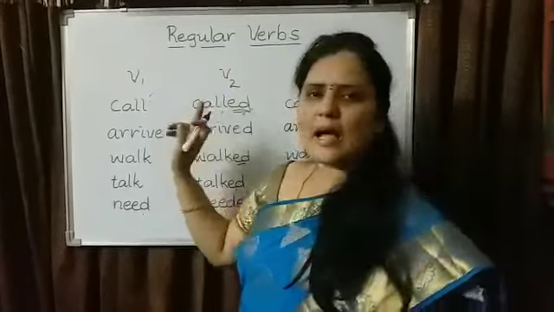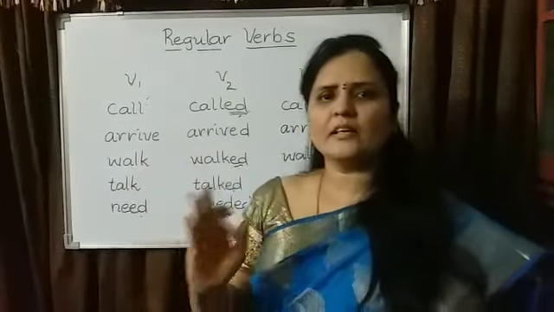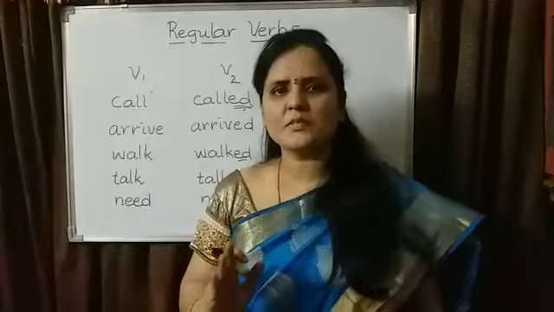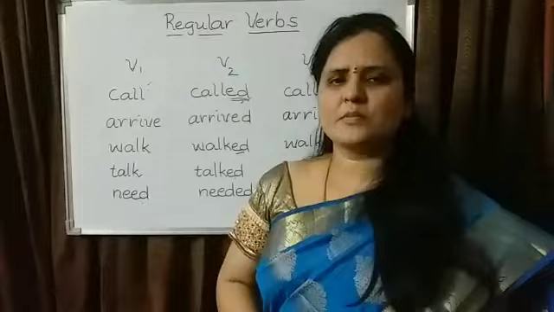So regular verbs are formed by adding ed to V1. So V2 and V3 are formed by adding ed to V1. Such type of verbs we call as regular verbs. Now let us see irregular verbs.